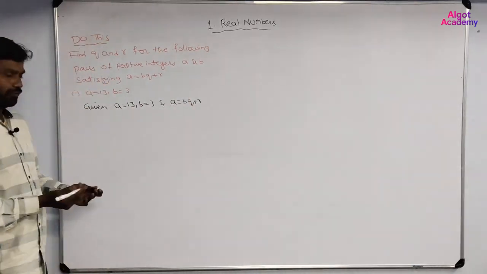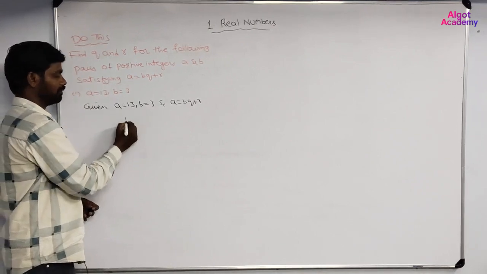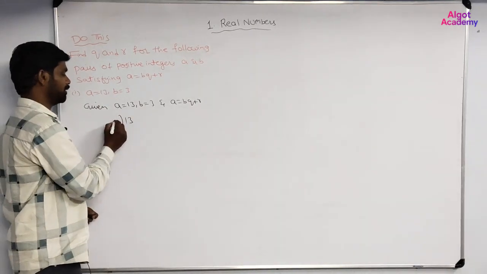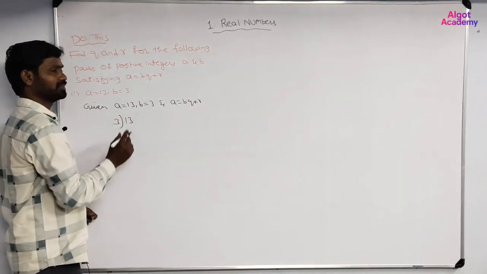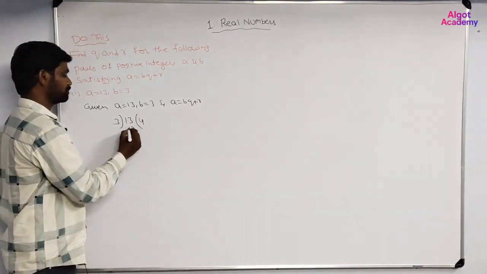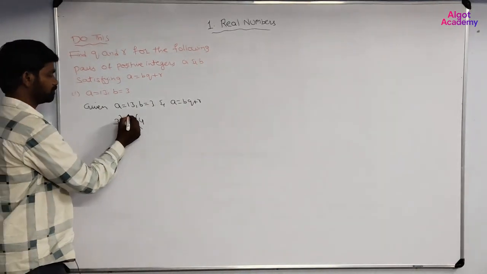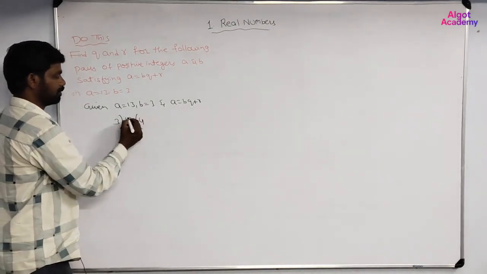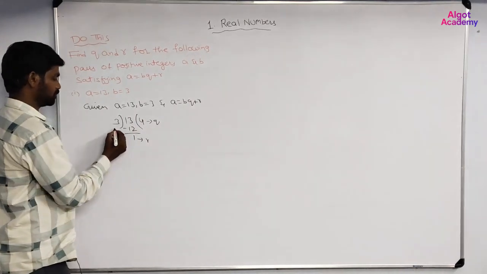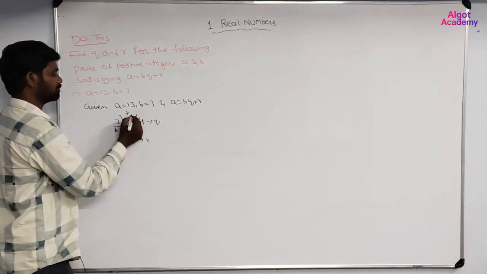We know that we are dividing one number by another number. Here 13 is the dividend and 3 is the divisor. Now divide it: 3 fours are 12, so the remainder is 1. So this is a, and this is b, this is the quotient q, and this is the remainder r.